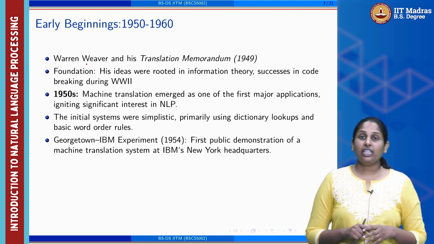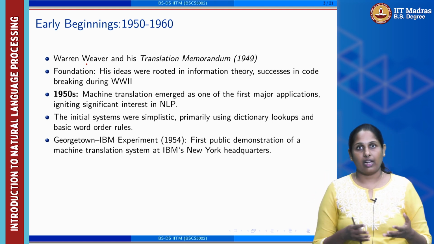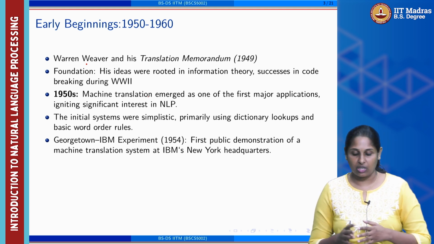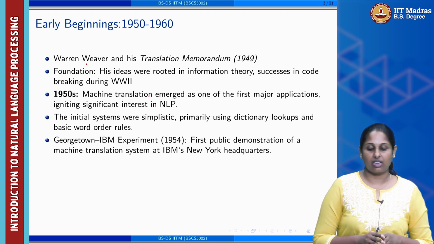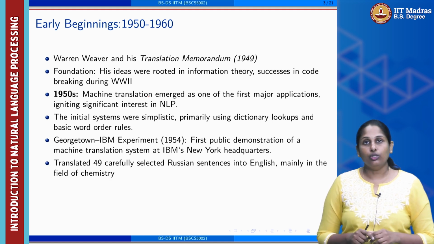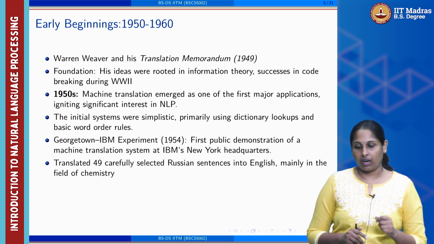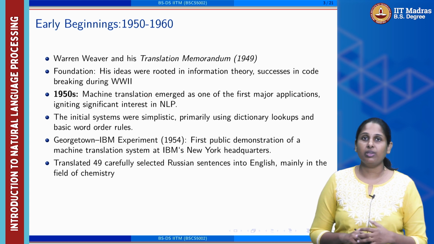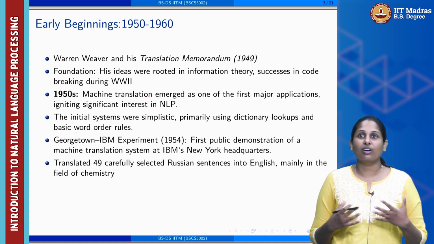And in 1954, the most important Georgetown experiment, done by IBM, was one of the most remarkable journeys in the field of machine translation. This was the first publicly demonstrated machine translation system, held at IBM's headquarters in New York. During this time, 49 carefully selected Russian sentences were translated into English, taking only the domain of chemistry, and people started looking at machine translation research with a lot of astonishment.